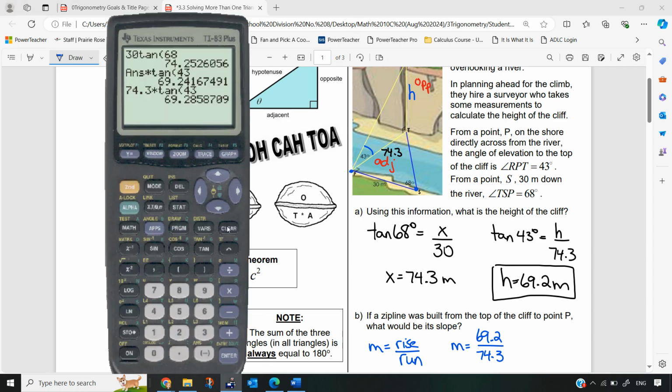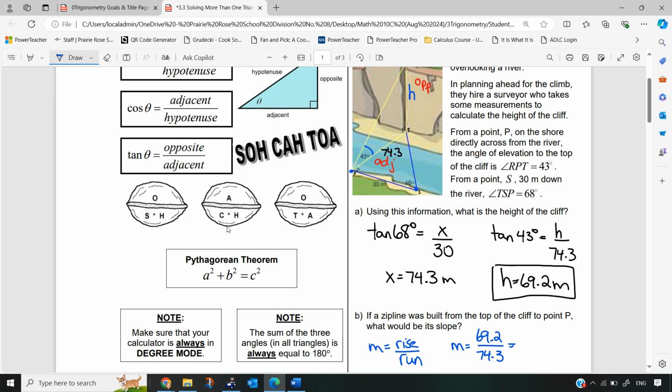I already have the 69.28, so I can just hit the divide sign. If this was a TI-84 Plus, I could just arrow up and bring that number down. With this calculator, it's not quite as easy. I could store the value, but right now it's probably easier just to type in the number as I see it. And that will give me 0.93. The slope of that zip line would be 0.93.